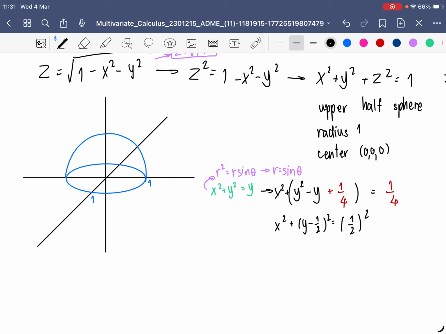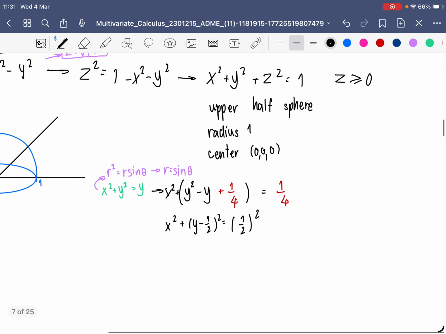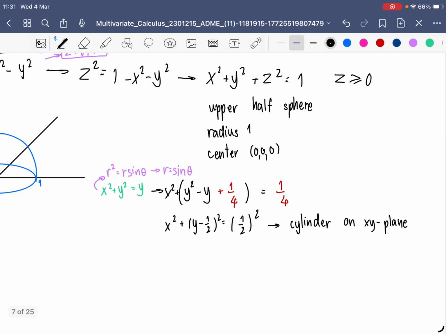This equation is the surface of a cylinder. Right? A cylinder. When you project on the floor, it's going to be a circle. What is the center? The cylinder, on the xy plane in 2D, has center 0, 1 over 2, and radius 1 over 2. So the cylinder will appear around here.